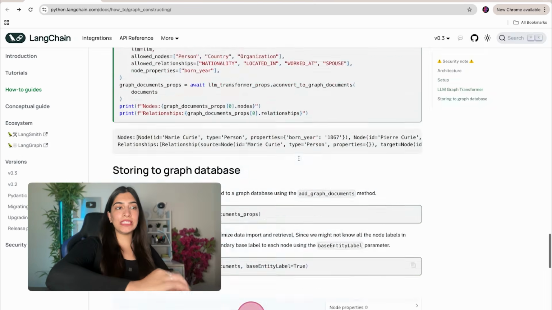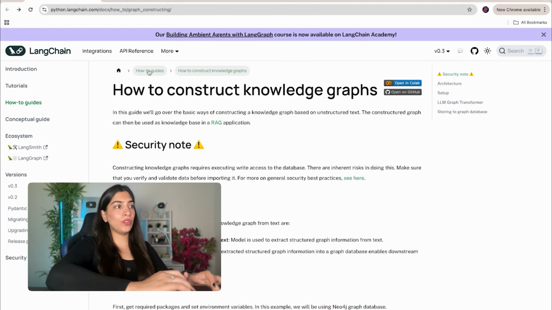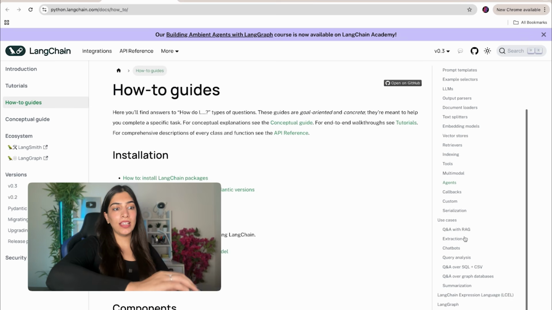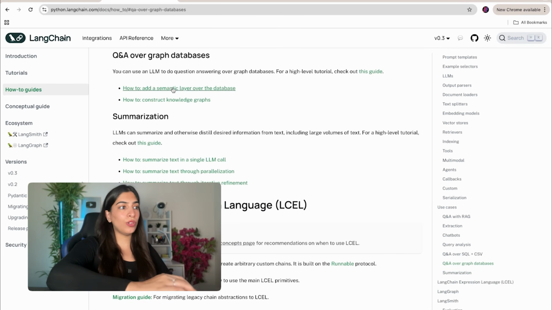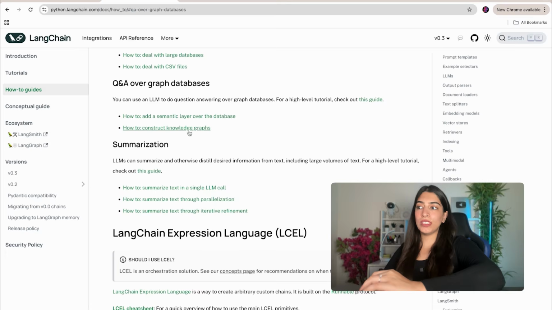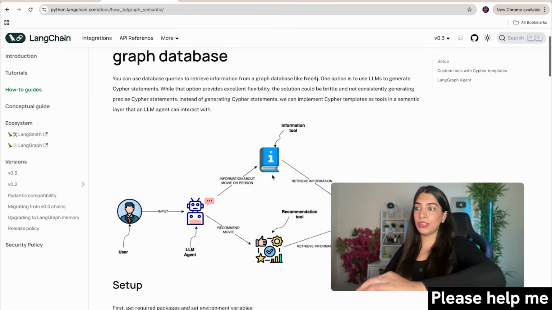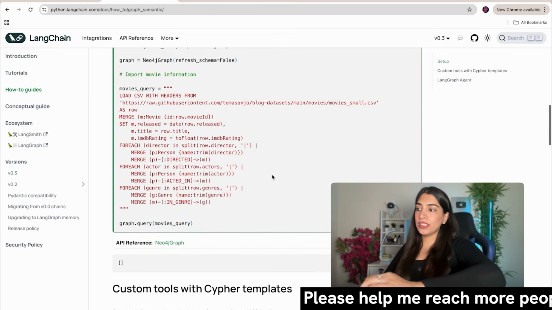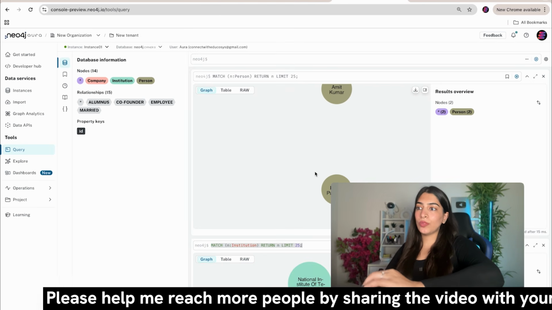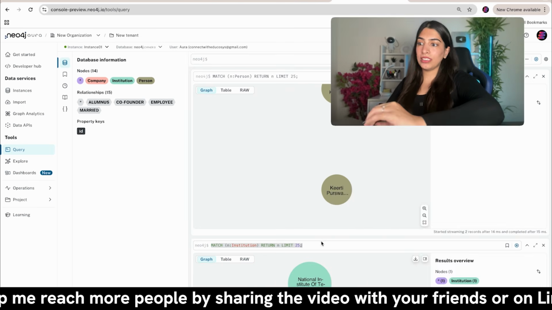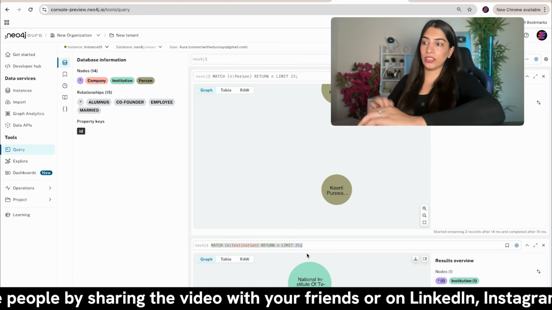So we just followed this entire documentation, but if we go back to these how-to guides, and in the use cases here for the graphs, you can see that there are two documentations that are available. So we just followed this. There's one more that is available. So if we see over here, they have given how you can query as well. So this is the query that we just saw, no? The same query, if I just copy this, okay?